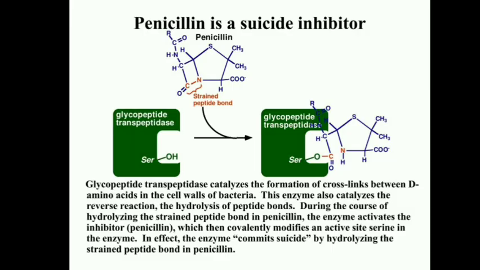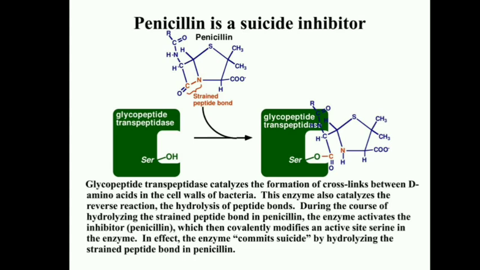Next, we can also see the example of penicillin as a suicide inhibitor. Basically, penicillin performs two main functions. Basically, जो हमारा ग्लाइकोपेप्टाइड ट्रांसपेप्टिडेज होता है, ये एंजाइम दो फंक्शंस परफॉर्म करता है. पहला, ये जो बैक्टीरिया की सेल वॉल होती है उसके डी अमाइनो एसिड्स के बीच में क्रॉस लिंक्स क्रिएट करता है. दूसरा, उसी का रिवर्स काम ये एंजाइम कर सकता है, दैट इज द हाइड्रोलिसिस ऑफ द पेप्टाइड बॉन्ड्स.